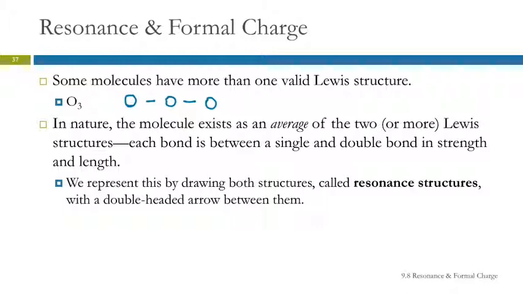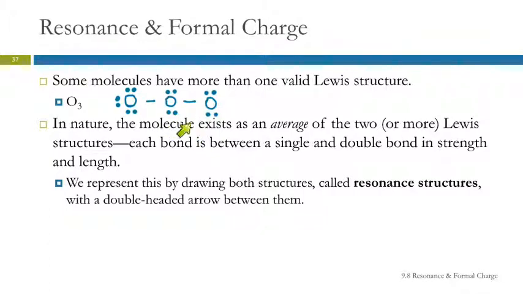Oxygen has how many valence electrons? 6. And I have 3 oxygens, so 3 times 6 is 18. Got 2 and 4 in there. 6, 8, 10, 12, 14, 16, 18. Ran out of electrons.